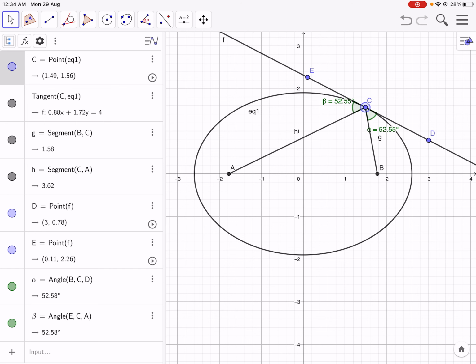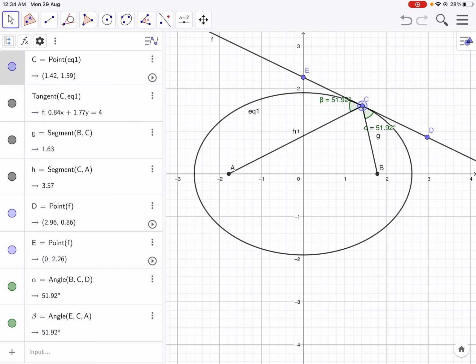Now if you want to prove that that's true, it's actually quite a difficult proof, but give it a go, and then Google proving the reflective property of an ellipse, and you'll get some nice maths in there. Similar to what we did, but a lot harder.